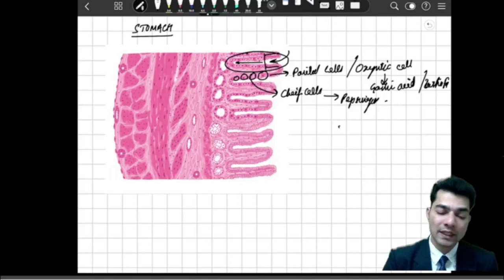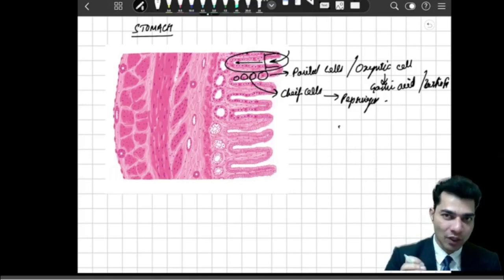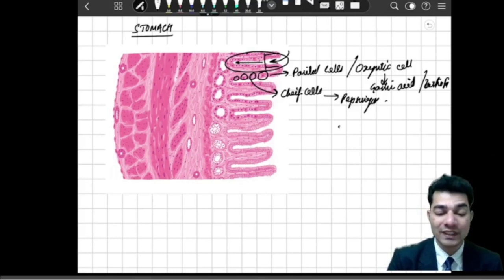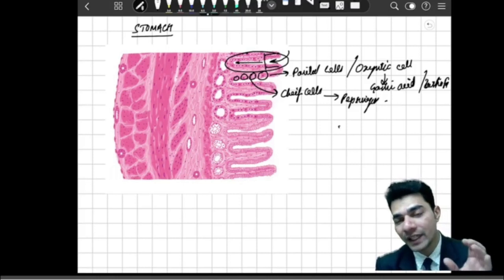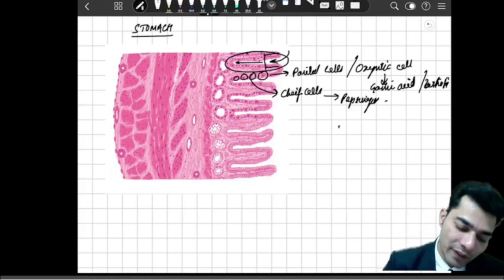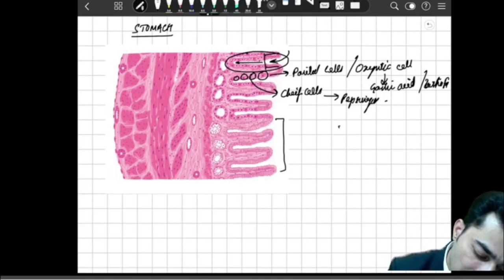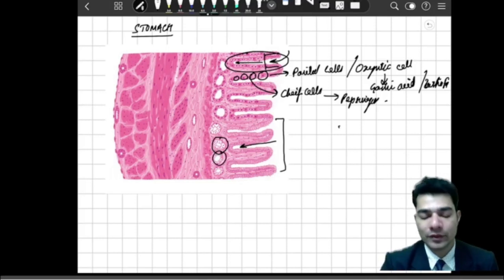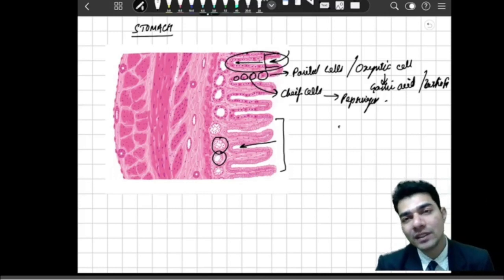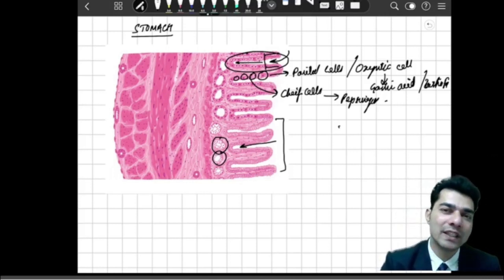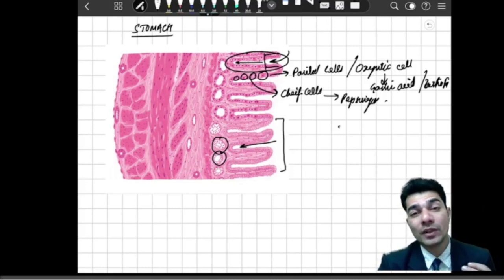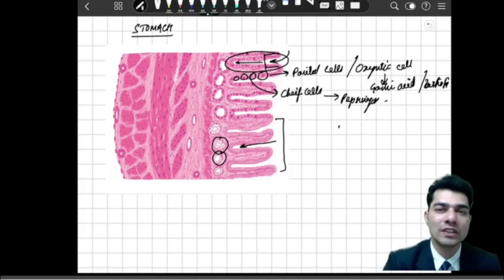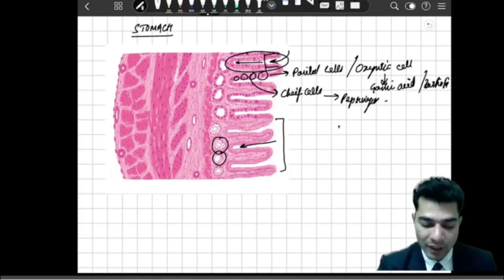In the glandular part, the pits are shallow and the glands are in the deeper aspect. This feature is seen in the fundic and body part of the stomach. When we see the pyloric end, there are deep pits and coiled tubular glands. There are not many different cells present here. Vast majority of them are mucus secreting glands, and the pits are in the deeper aspect.